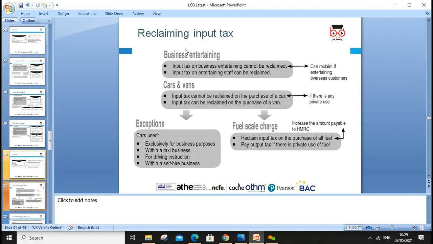Again, ethics we need to follow. Reclaiming input: input VAT on business entertaining cannot be reclaimed if they entertain overseas customers.